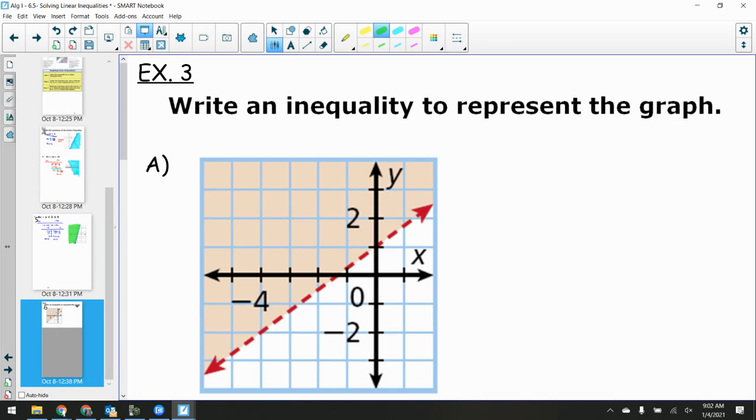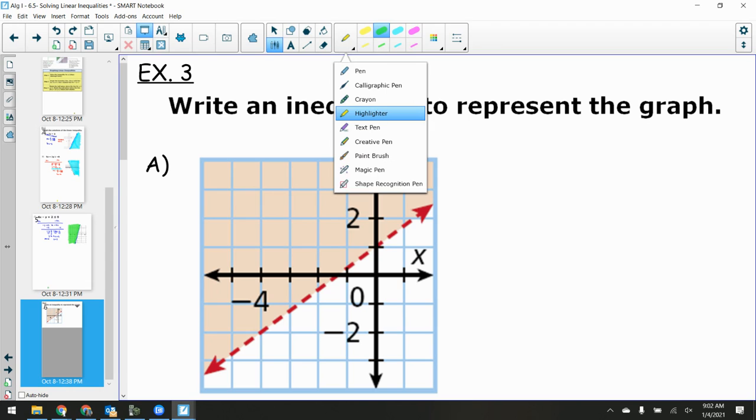Okay, let's finish off today by now reversing it. Now, what if you started with the graph and I asked you to create the inequality? We know enough about it that we can actually construct the inequality based on just what we see from the graph. All right, so let's take a look here.